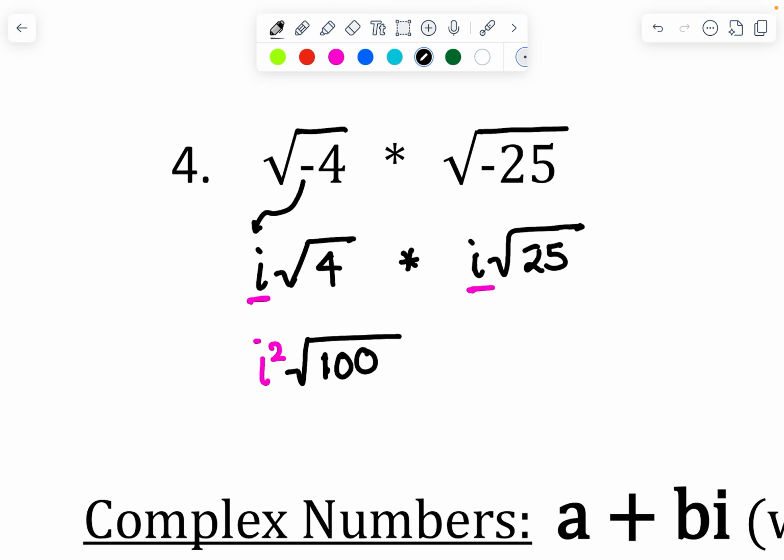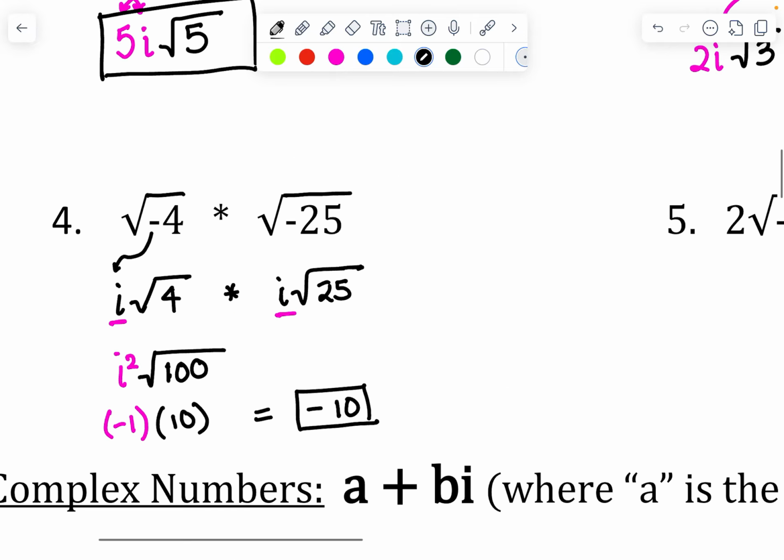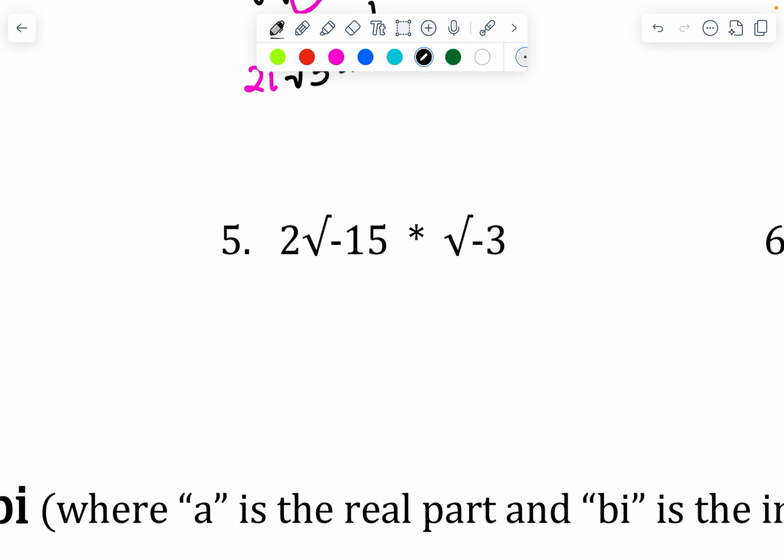Okay. Now, we have a few things to do. The square root of 100 is 10, yes. But i squared is equivalent to a negative 1. So negative 1 times 10, so your final answer is negative 10. The i is dropped. It's dropped because you replaced it with a negative 1. You replaced i squared with a negative 1. Okay, take a look at number 5.